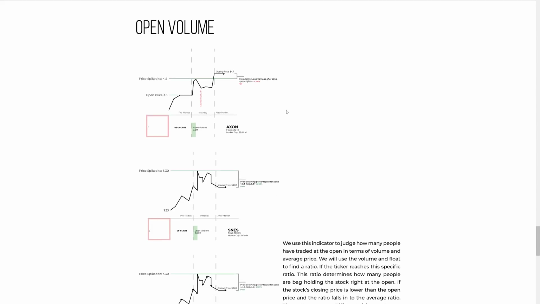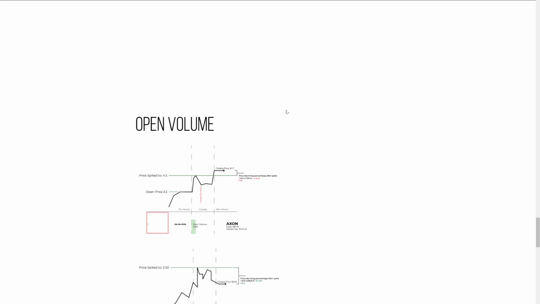The open volume thesis is basically this: after you have been in the market for so long, you understand that the most volume is traded in the morning. The most volume traded in the morning means the most people went long and short into the same place. Now, if this candle fails, most people are going to panic because they are losing their money. So you use the open volume divided by the float to calculate what percentage of the float is held at this specific price.